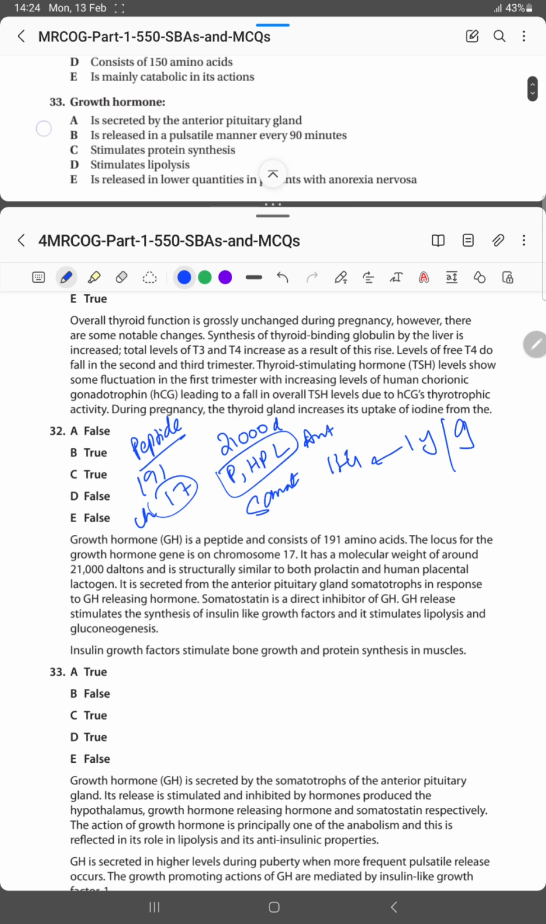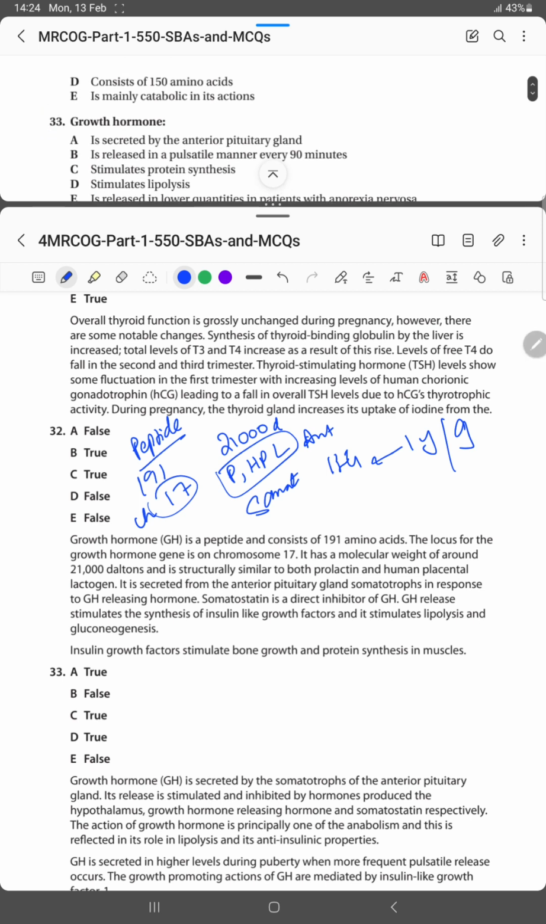And option D is it consists of 150 amino acids. That is false, because it consists of 191 amino acids. And it is mainly catabolic in action. No, it is false. It is basically involved in growth, and it has anabolic effects.